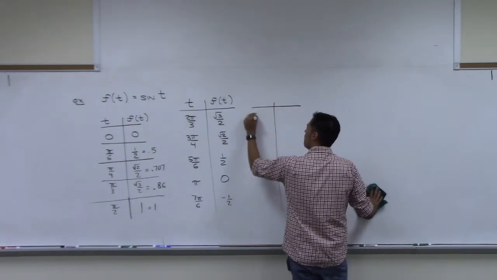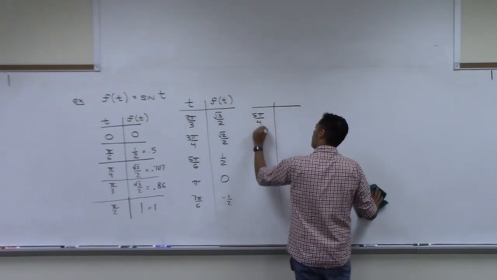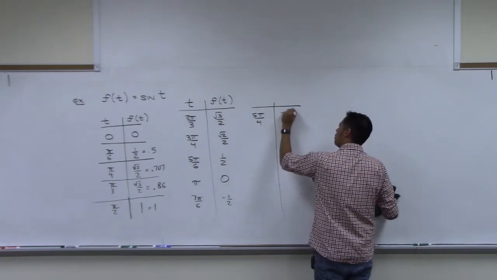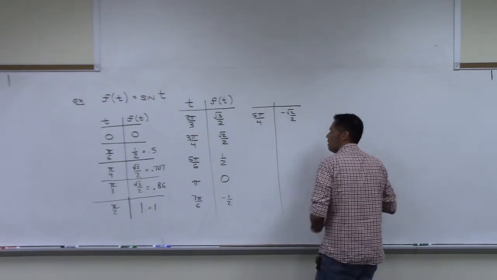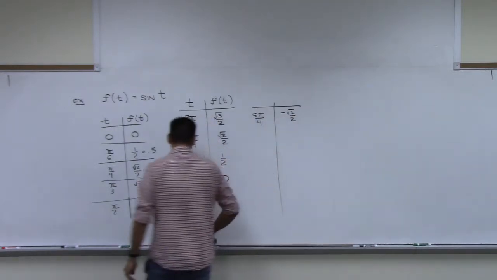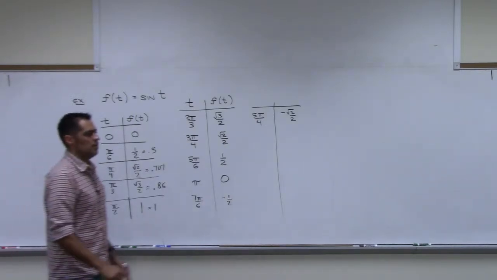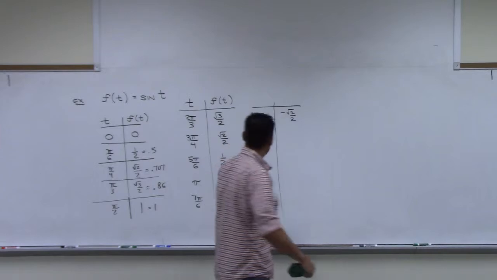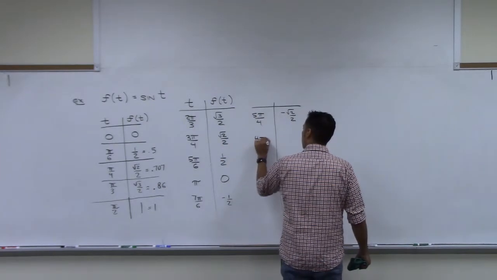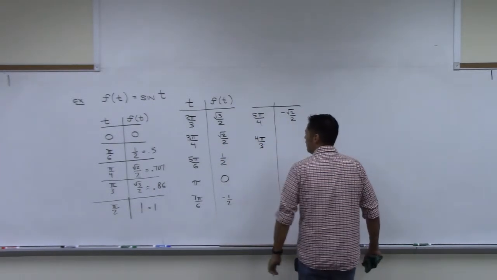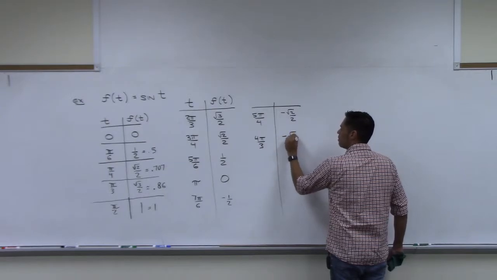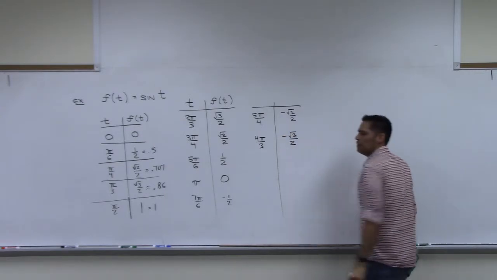5 pi over 4. And that should be negative root 2 over 2. The next one, 4 pi over 3. So it's 8 pi over 6, but we're reducing it, so 4 pi over 3. And that should be negative root 3 over 2.